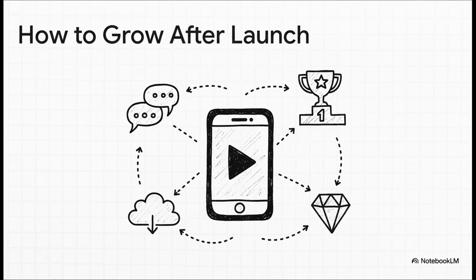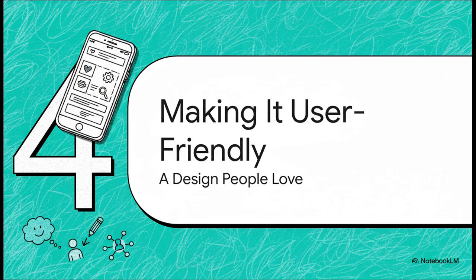Here's the secret. A successful app is never really done. To keep your users engaged and, of course, attract new ones, you have to keep making it better. Think about adding things like community forums or maybe leaderboards to make it more like a game. You can introduce a pro subscription, and most importantly, you have to keep adding fresh new content to keep people coming back.